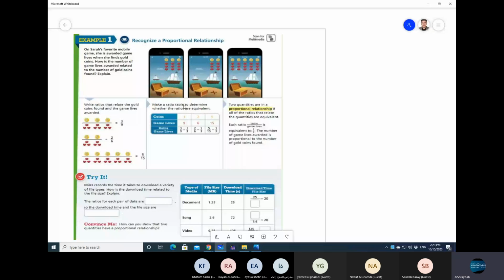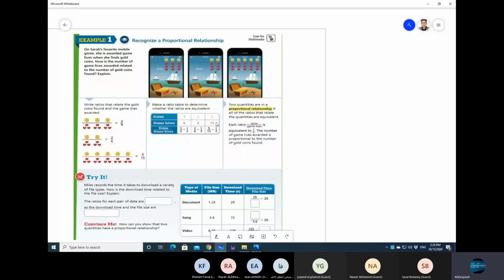Then make a ratio table to determine whether the ratios are equivalent. Here the coins and here the game lives. When she found 3 coins, she was awarded 9 game lives. When she found 2 gold coins, she was awarded 6 game lives. 5 coins, 15 game lives.